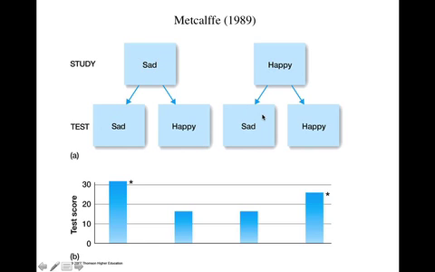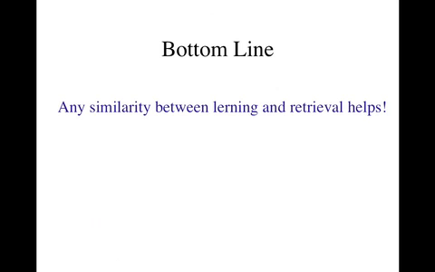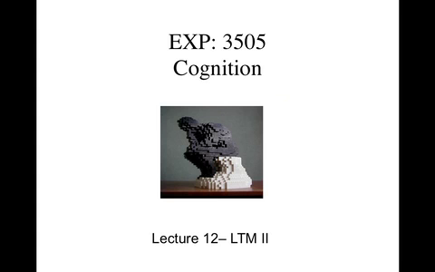So the bottom line is just about anything that can match between when people are encoding the information and then when they have to retrieve the information, the better the match, the better memory performance is generally going to be. So, bottom line, any similarity between learning and retrieval helps. At least there's a long list of these kinds of studies that show that matching between encoding and retrieval can facilitate performance.